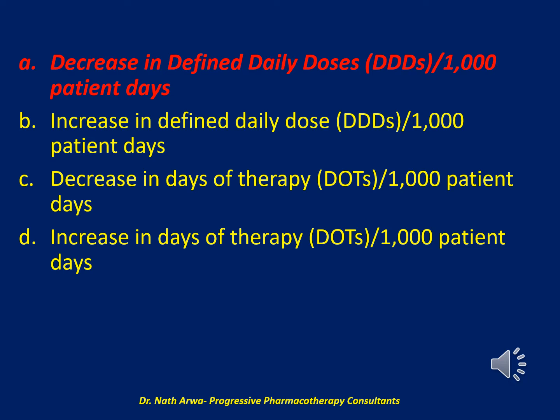The defined daily dose DDD is calculated using the number of grams of an antibiotic. Therefore, implementation of this extended infusion policy that results in a decrease in the total grams used per day for a patient will decrease the DDD per 1,000 patient days. Please advance to the next question.